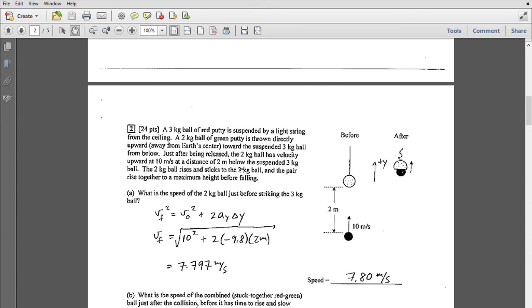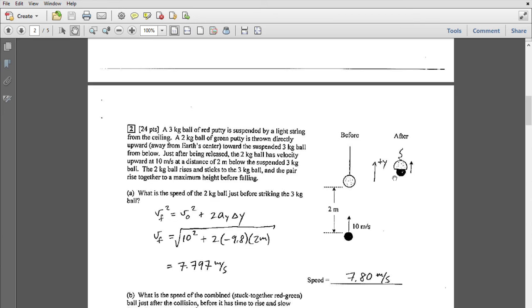The 2 kilogram ball rises, sticks to the 3 kilogram ball, so these are like balls of putty, so they sort of flop together and move as a unit afterwards, and the pair rises together to a maximum height before beginning to fall. What is the speed of the 2 kilogram ball just before it strikes the 3 kilogram ball?